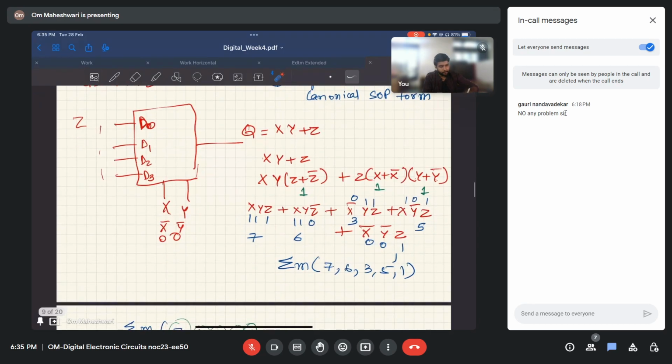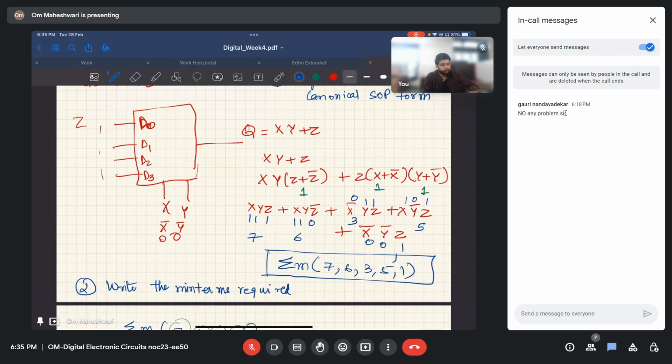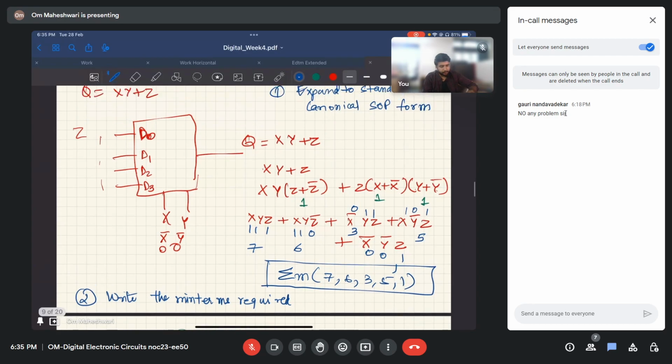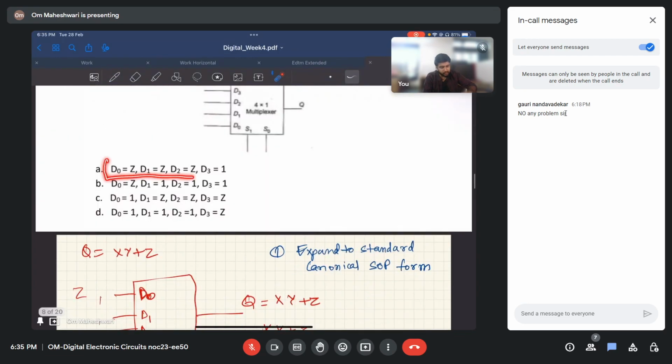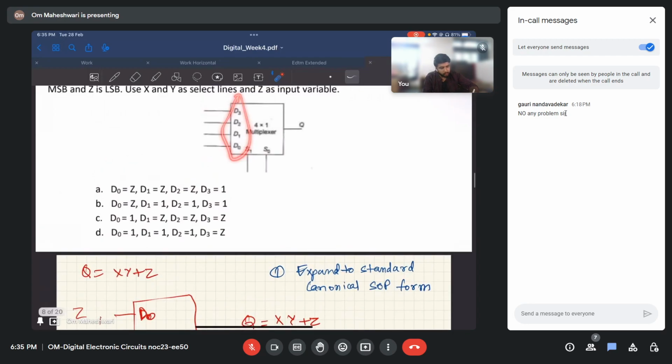After that expansion, the second step is to write the min terms required. Those are here. Now next is to choose which will be the select lines. Since in the question options were given as Z, Z is going as the input. Z is the input variable and X and Y are select lines.